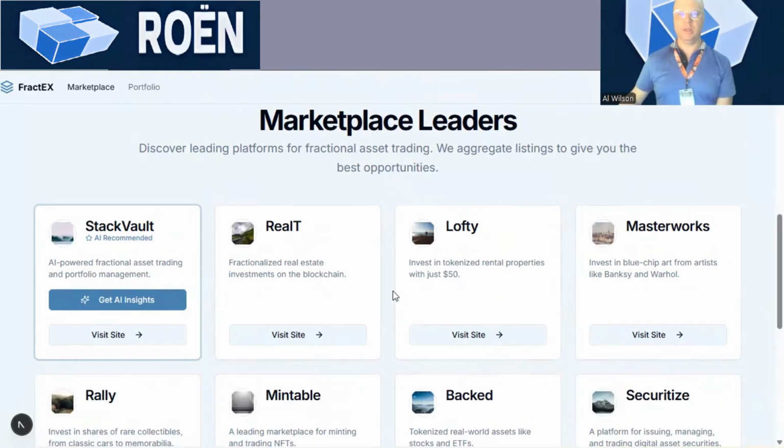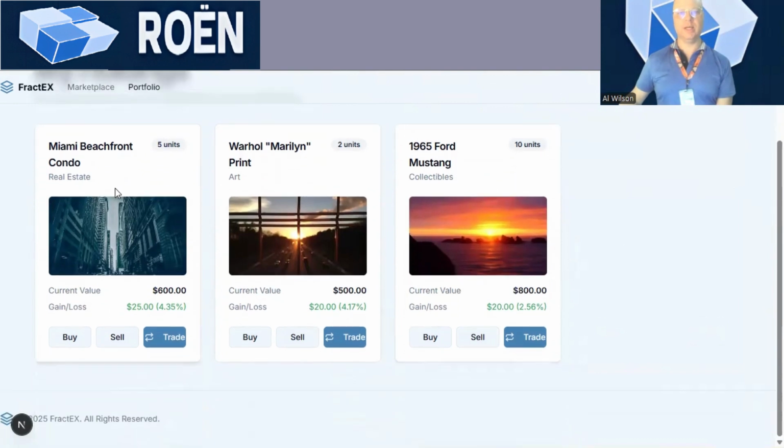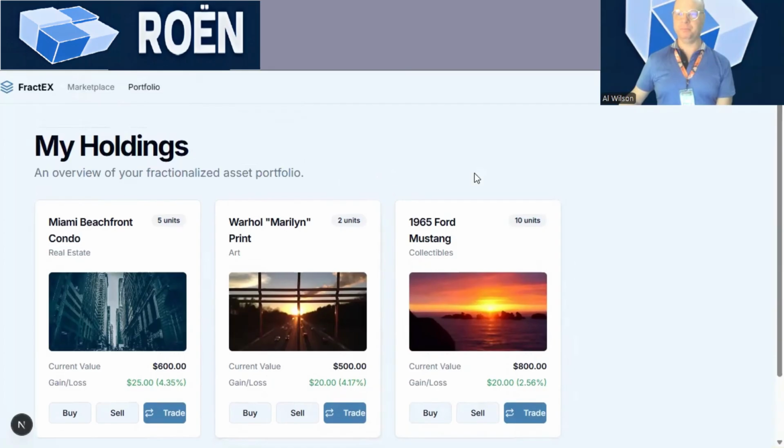And we'll go ahead and look at our Fracdex portfolio. And it's going to show us what fractional assets we hold. In this case, we have a Miami condo, we have modern art, and a classic car. It shows the values of these fractional assets which we can buy and sell. And our trading is linked to StackVault, where we can aggregate these assets and trade them, or trade as a single stack. Our wallet connection enables purchasing and selling with the major cryptocurrencies, and also to enable trading.